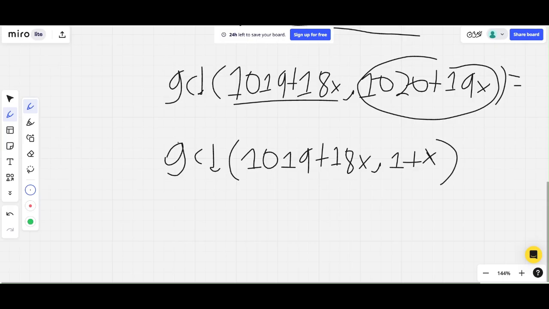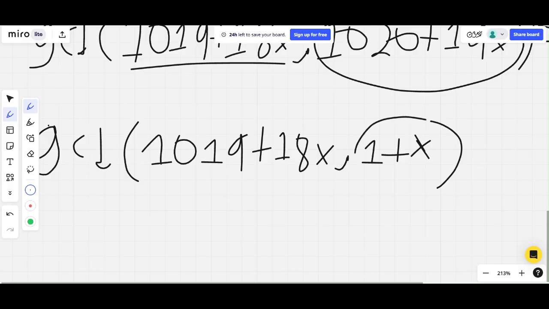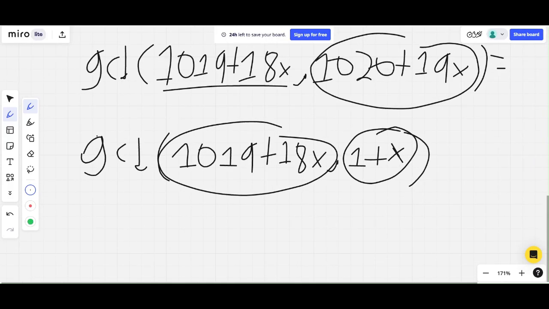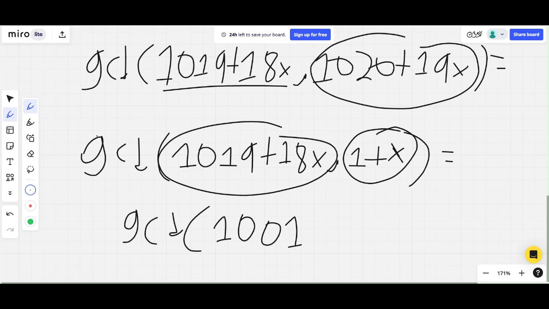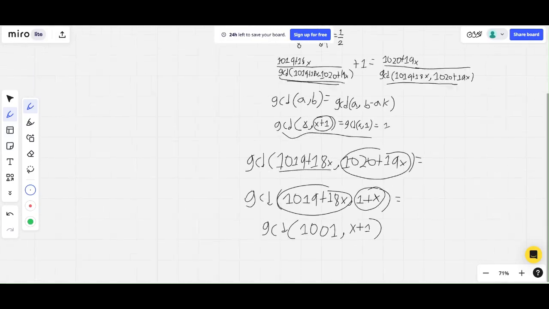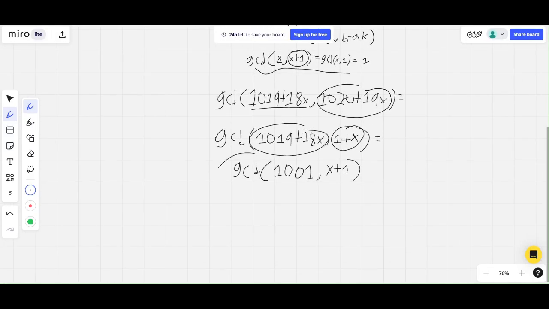Again, still very complicated. So now we're going to subtract 18 times of this side from this side. And 18 times x plus 1 is 18x plus 18. And so that gives us the GCD of 1019 minus 18, which is just 1001, and 18x minus 18x is 0, so we just have 1001 and x plus 1. Okay, cool. So we simplified this really complicated looking GCD expression into something very workable.